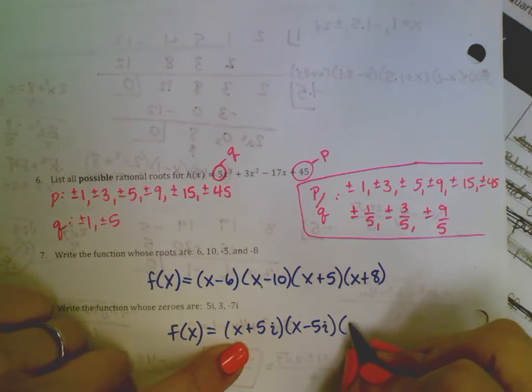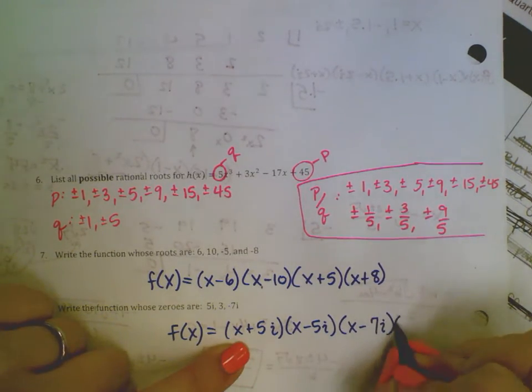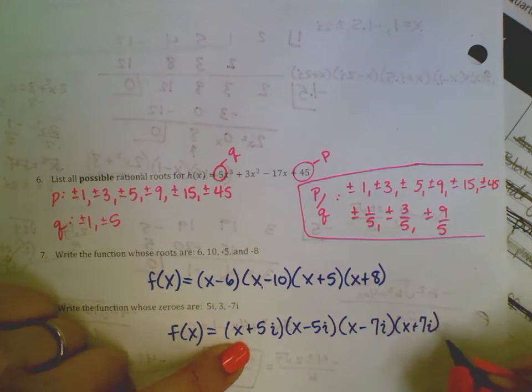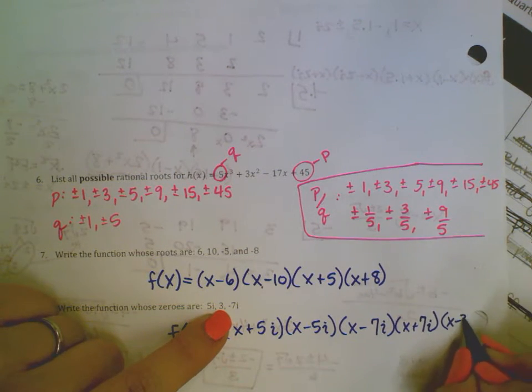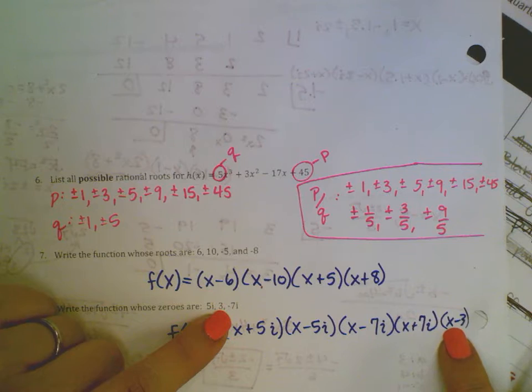We'll have the same thing for x minus 7i, x plus 7i, and lastly we'll have x minus 3, because if x minus 3 equals 0, then x is 3.